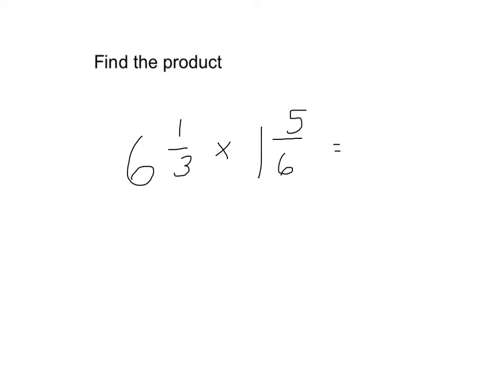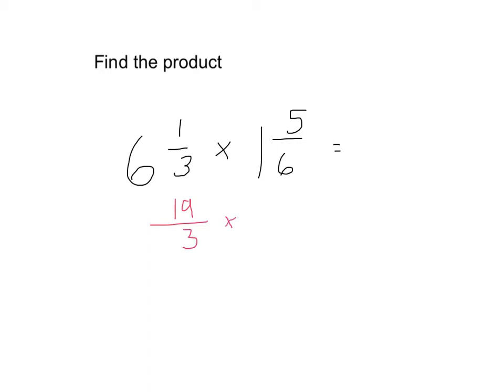Now I want you to find the product of two numbers that have mixed numbers. Make sure you turn it to an improper fraction first. And if you want to go ahead and try this problem on your own, you can do that and then resume the video. Now I'm going to explain this answer kind of quickly because you should already know how to change these to improper fractions. I'm going to multiply 3 times 6 equals 18 plus 1 equals 19. So my improper fraction is 19 over 3.